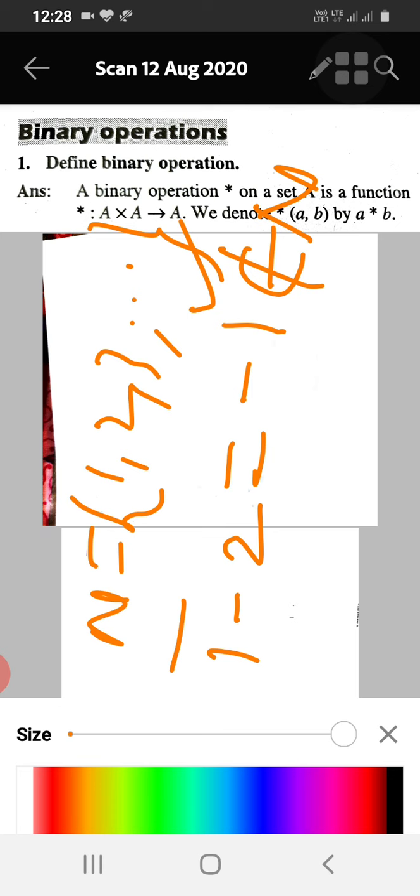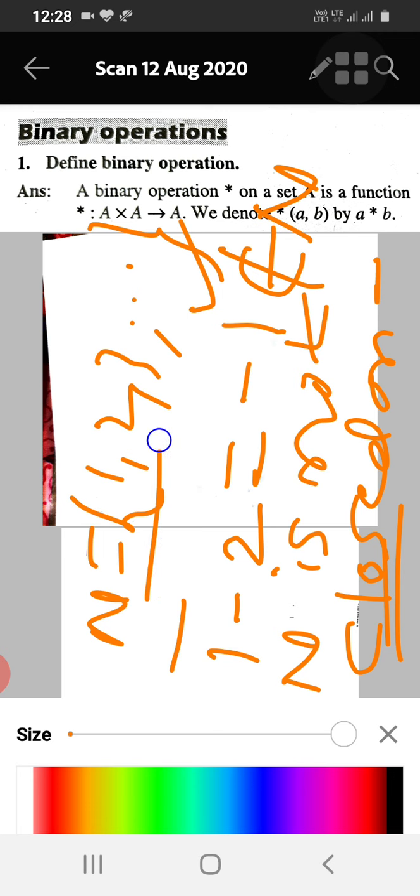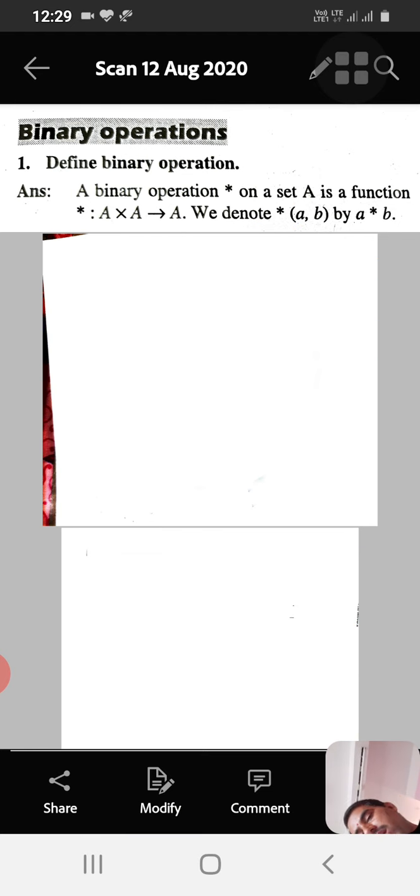So what is the conclusion here? We can say that N is not closed on subtraction. Therefore, if I consider the set of natural numbers and subtract any two natural numbers, I will not always get a natural number. Therefore we say N is not closed on subtraction. Is it clear? So what is our conclusion here?